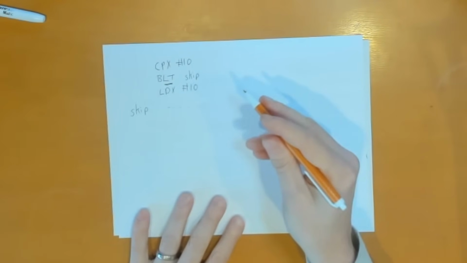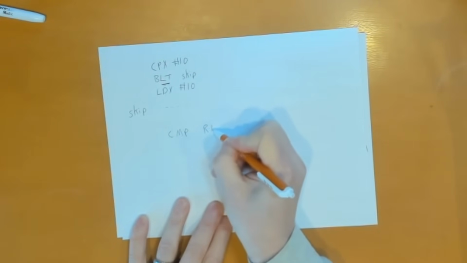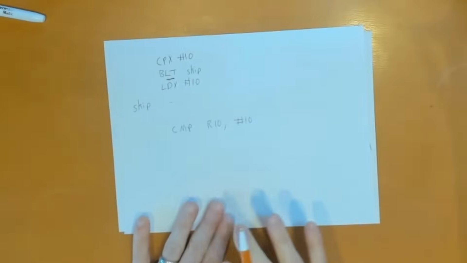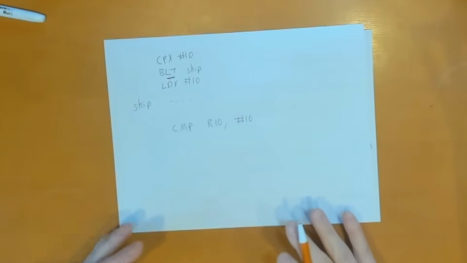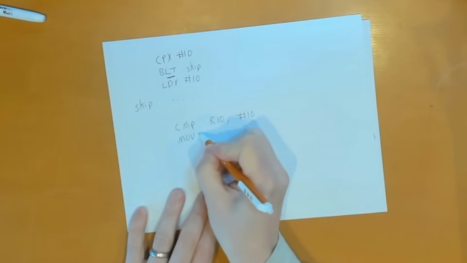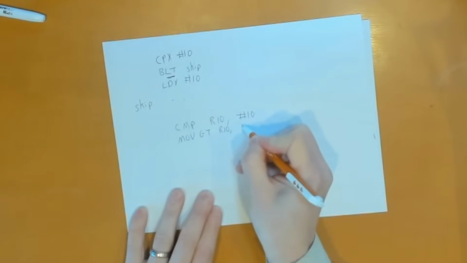So in the case of ARM, and this is where I'm going to show up the fact that I haven't done this for years and years, we might do something like compare register 10 with the number 10. And I realise this is a slightly different style. I just want to do this in case people are familiar with ARM. And then what I might do is move if greater than register 10 with number 10.